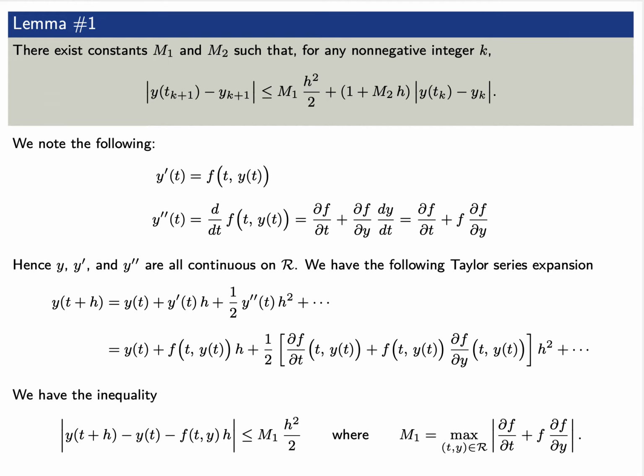In particular, if we let m sub 1 be the maximum on this interval of the partial of f with respect to t plus f times the partial of f with respect to y, then we find the inequality: the absolute value of y evaluated at t plus h, minus y of t, minus f times h, is less than or equal to m sub 1 times h squared over 2. Notice that this is true for all t and y in our rectangle R.